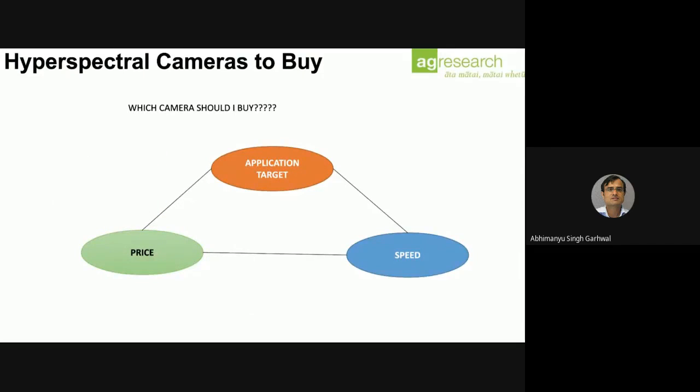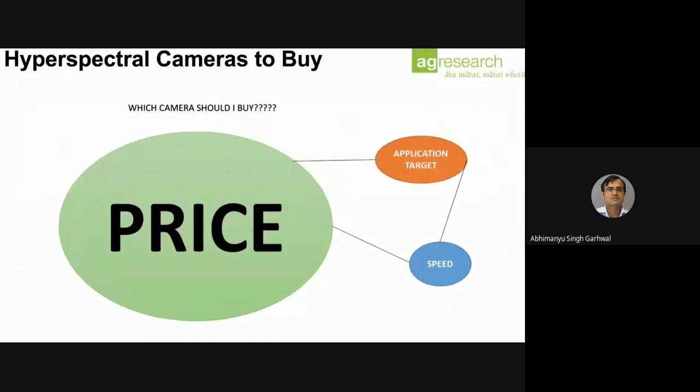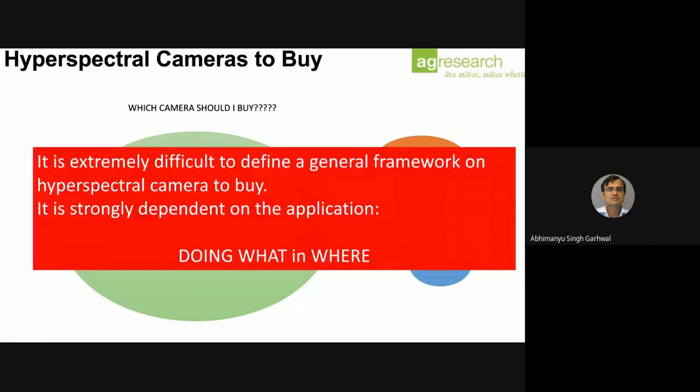There are three things that decide which camera I should buy: application target, the speed of capturing the image, and the price. But in the end, the price always takes the most priority. So we have to make a trade-off: which camera should we buy, and what price is also reasonable. So it's extremely difficult to define a general framework on which hyperspectral camera to buy; it is strongly dependent on the application, doing what and where. That means in industry or in a lab, so it depends on the outer environment conditions and how dynamic the conditions are.